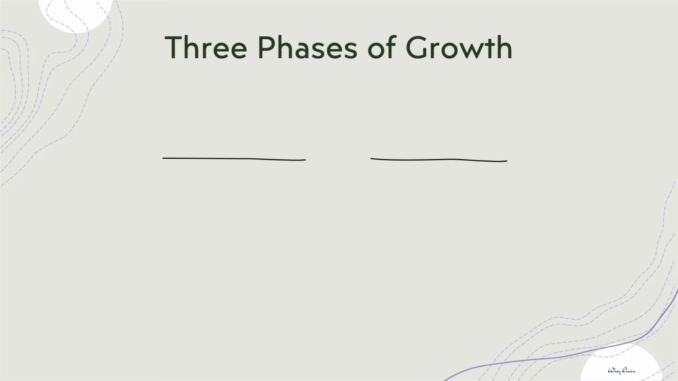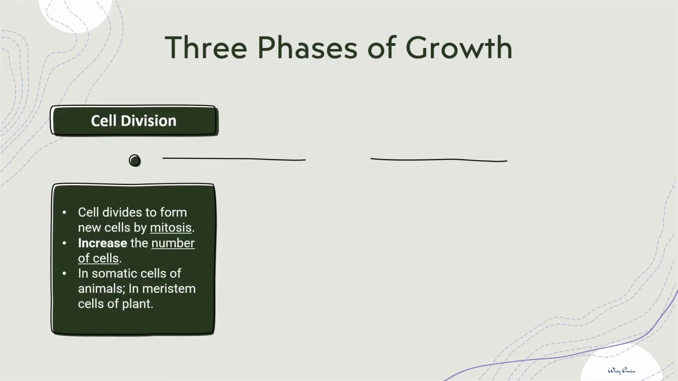Growth can be divided into 3 phases. First is the cell division. So the number of cells will be increased due to the cell division by mitosis. In animal cell, the mitosis process happens in somatic cell. And in plants, the active cell division happens in meristem tissue.